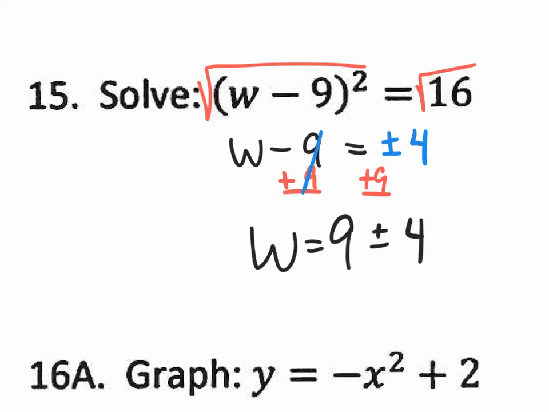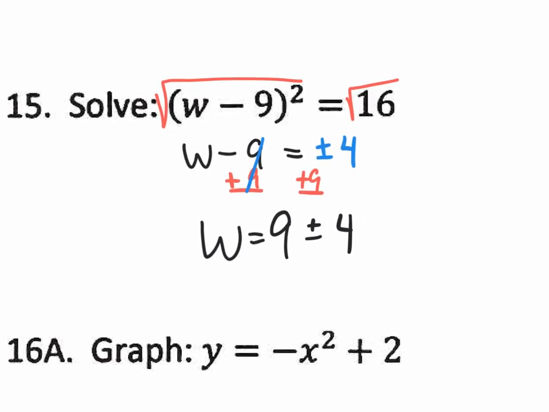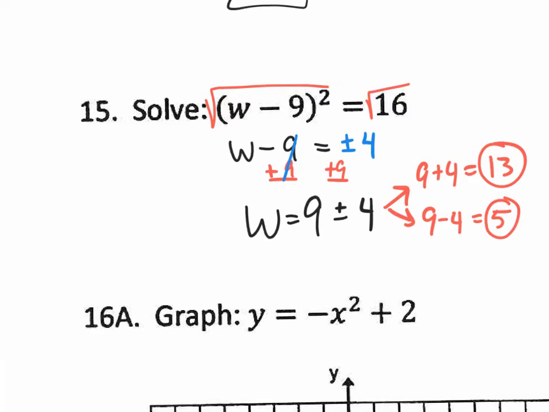Now the plus or minus produces two answers, and we need to actually do this to identify it on our multiple choice answers on the final. So we have 9 plus 4, which is 13. That's one answer. And we also have 9 minus 4, which is 5, which is the other answer. Get it? Okie doke.